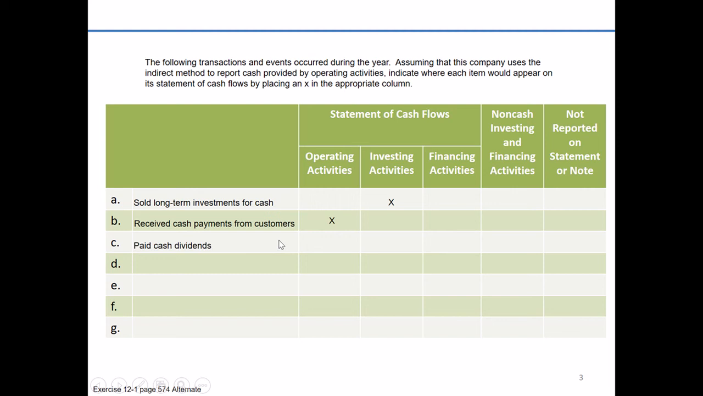Our next item is paying cash dividends. So, not a normal day-to-day thing, and unrelated to investments. I mean, this isn't related to equipment or machinery or an investment or stock we own in somebody else. This is related to stock owned in us, either common or preferred stock our shareholders own, and we've made a cash distribution in the form of a dividend to them. Because that's related to equity, this is going to be considered a financing activity.